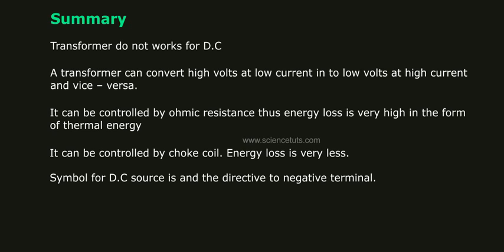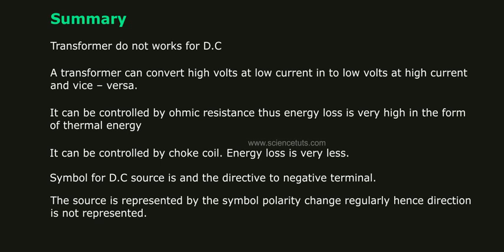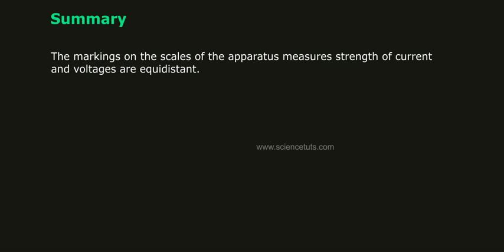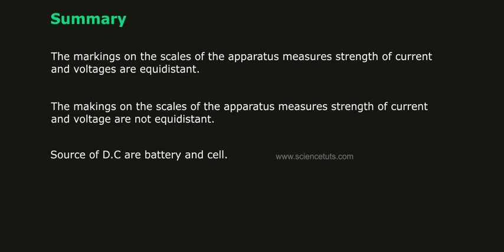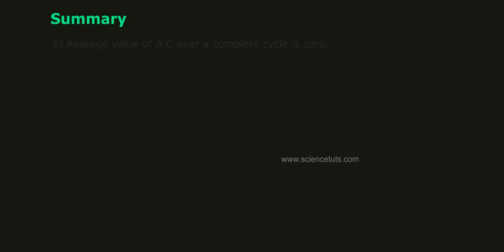The symbol for a DC source shows the direction from the positive to the negative terminal. The AC source is represented by a different symbol; polarity changes regularly, hence direction is not represented. For DC, the markings on the scales of the apparatus measuring strength of current and voltage are equidistant. For AC, the markings on the scales are not equidistant. Sources of DC are battery and cell. Power stations can produce AC current.